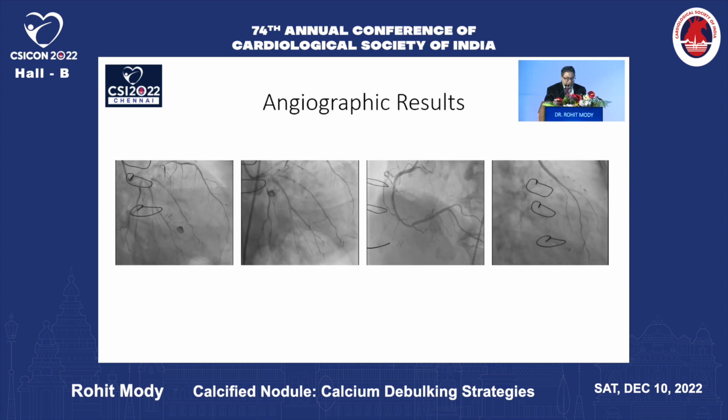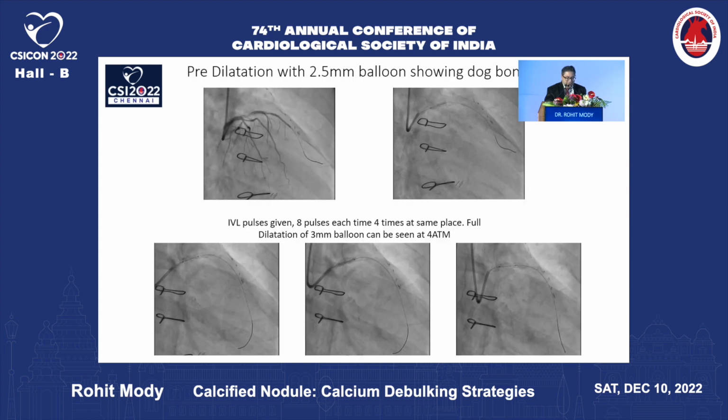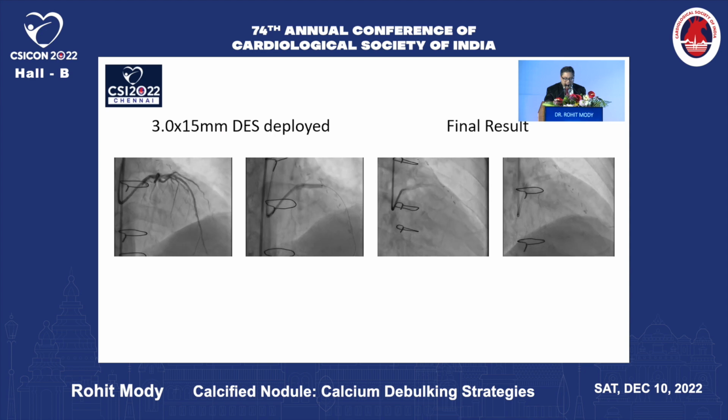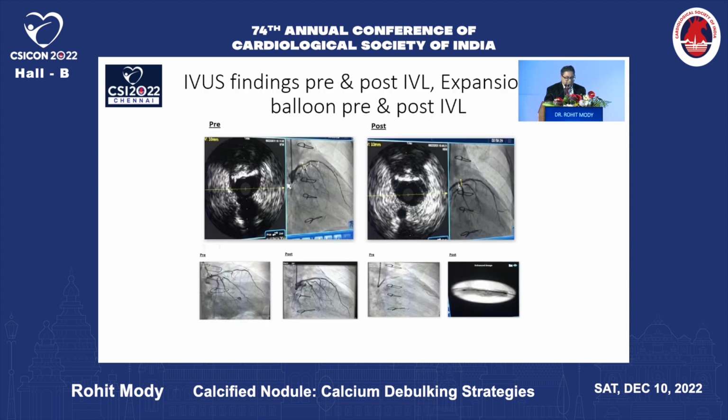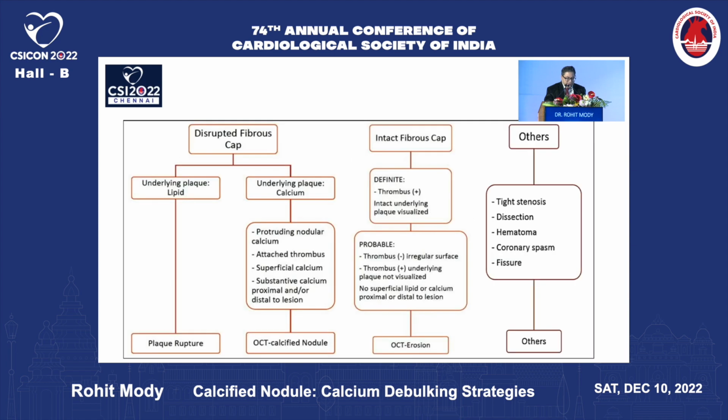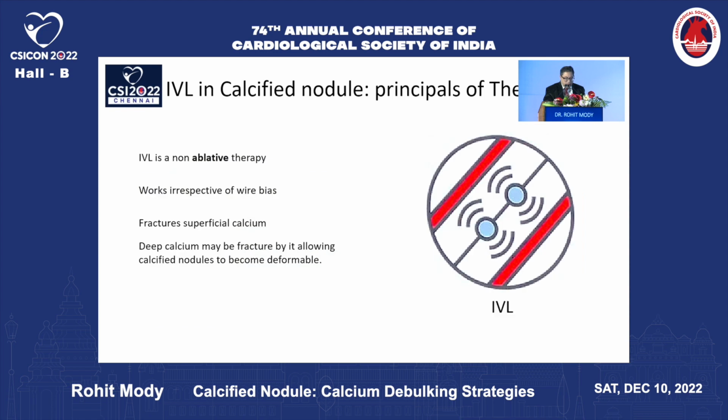This is a calcified LAD, and it was post-dilated, and IVL was used in this, with a good final result. You can see the nice expansion of the stent after IVL, and this was the IVUS picture. You can see the calcified nodule. This is how the calcified nodule can be seen on OCT.